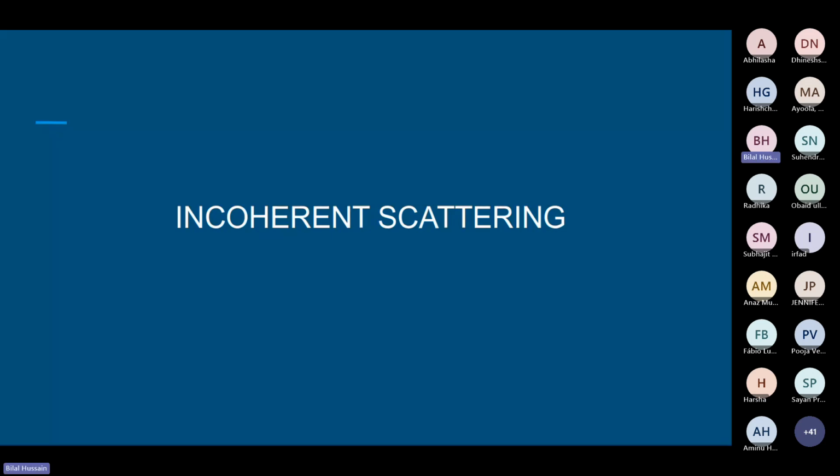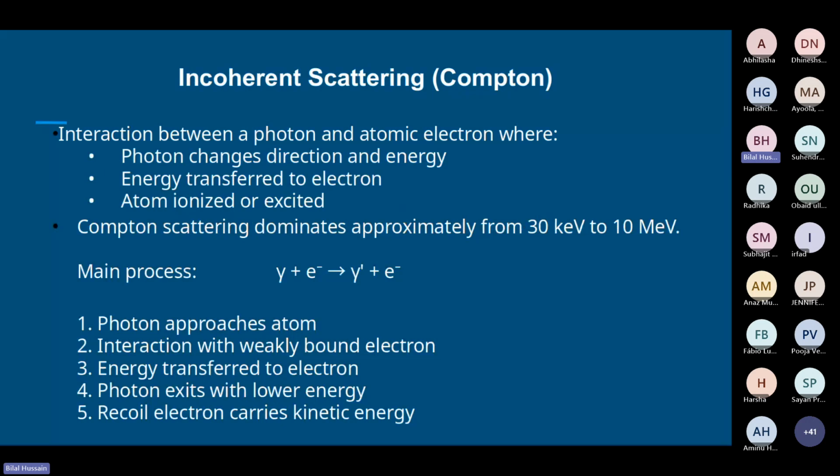Next is incoherent scattering. We call it Compton scattering. It is an interaction between a photon and an atomic electron, where the photon changes direction as well as energy because it's an inelastic process. Energy is transferred to electrons, and the atom gets ionized and excited. Compton normally dominates above 330 keV and up to 10 MeV, where other processes then dominate. So the process is a gamma photon or X-ray photon interacting with the electron, giving rise to a scattered photon and also the recoil electron.